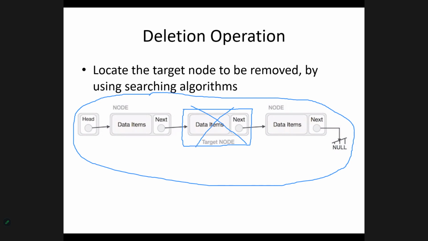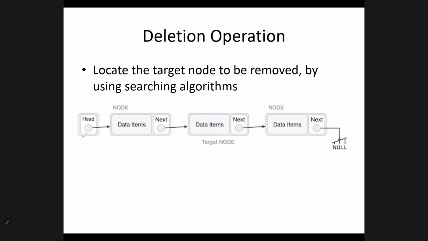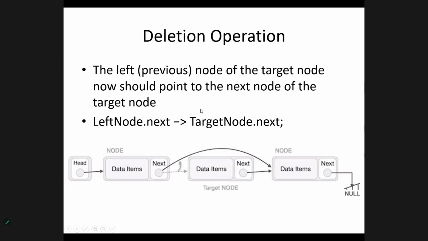So now let's look at the algorithm for this. Okay, so this is the algorithm, right? The left or previous node of the target node should now point to the next node of the target node. Once you find the target node, this is the target node, this is the left node of the target node, and this is the right node of the target node.